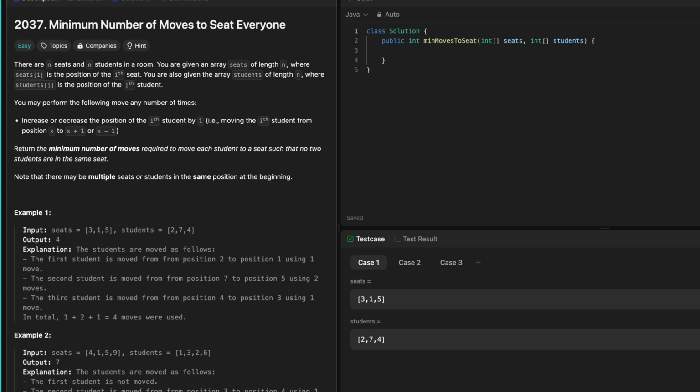Hello everyone, let's talk about another easy problem on Leetcode today. Minimum number of moves to seat everyone.